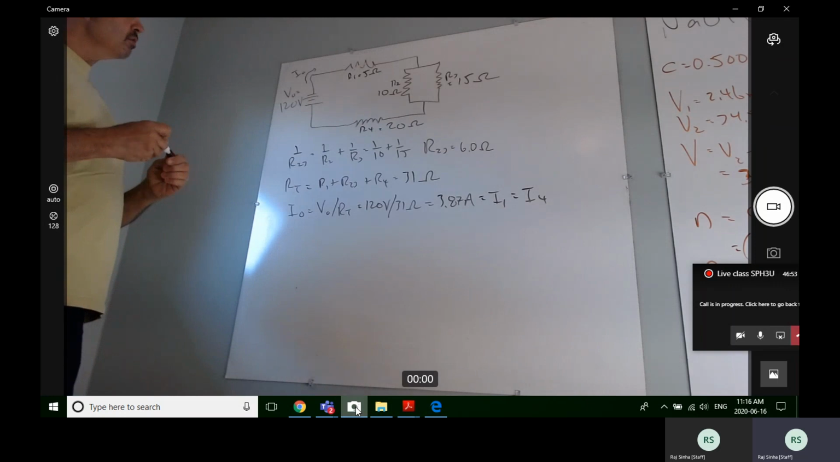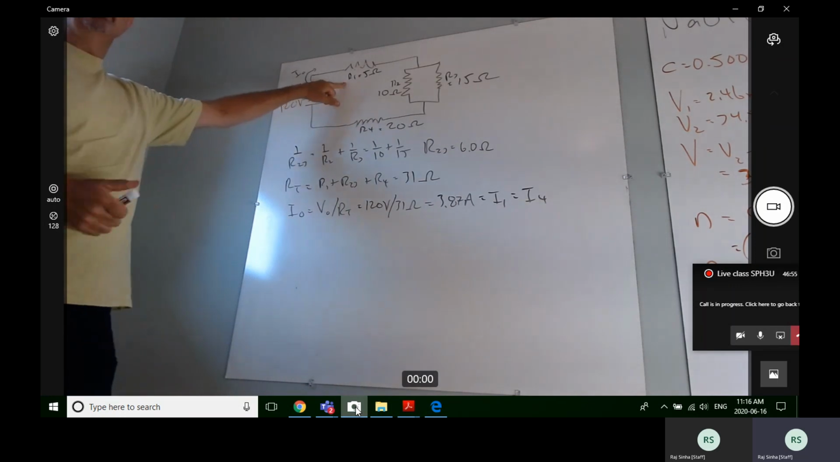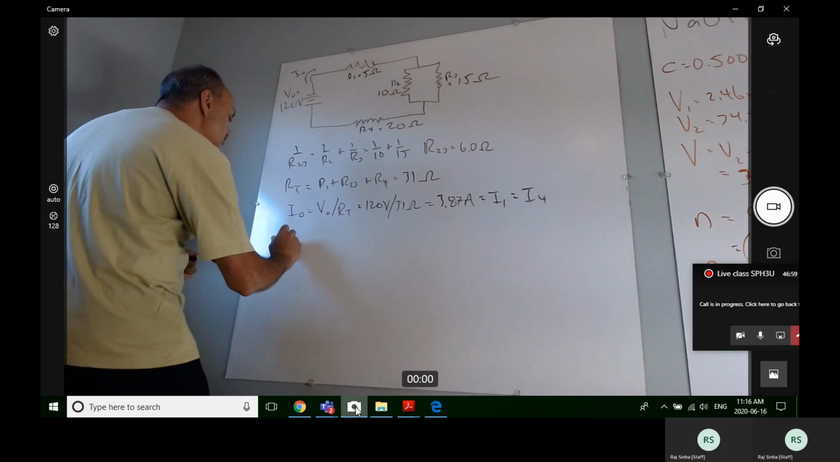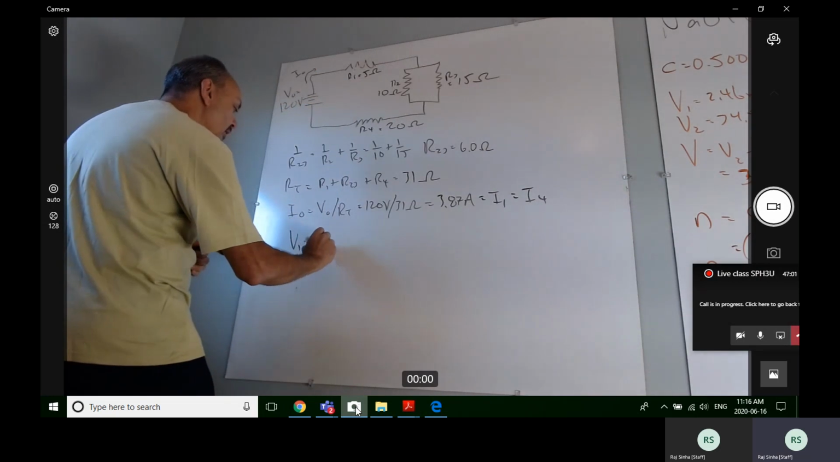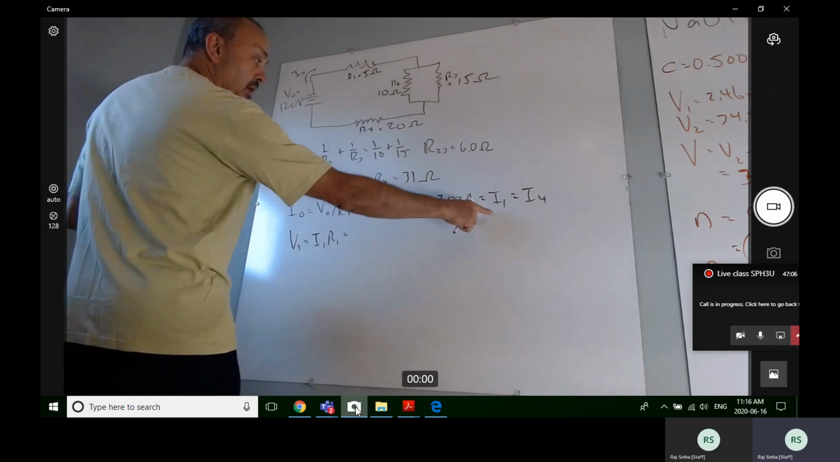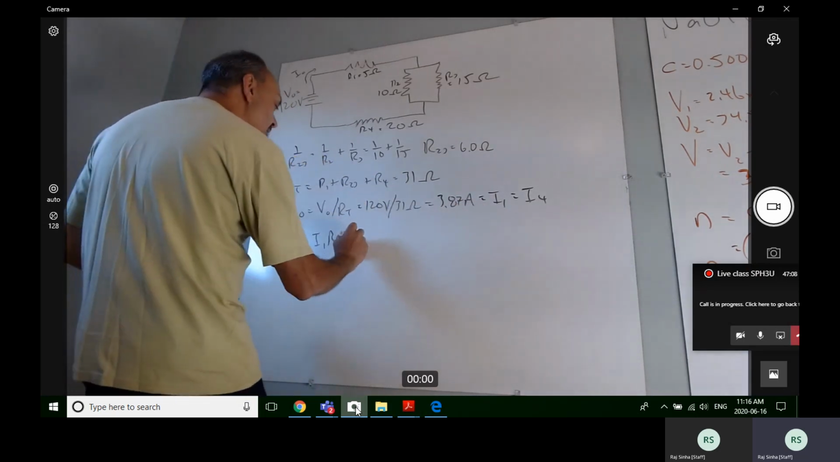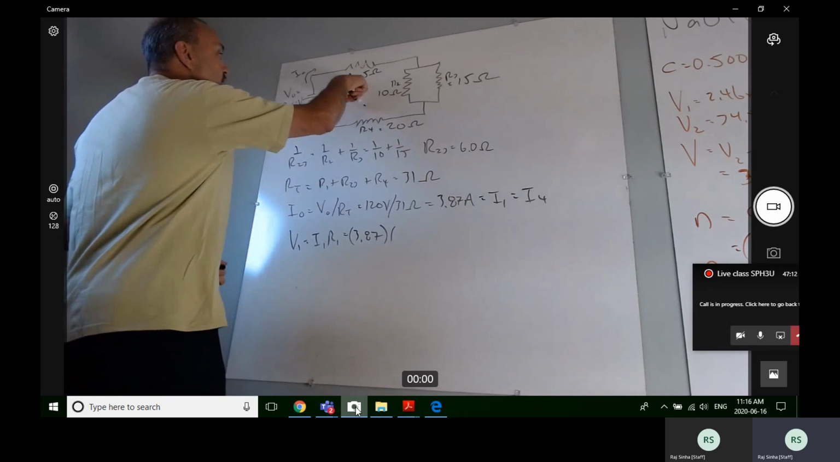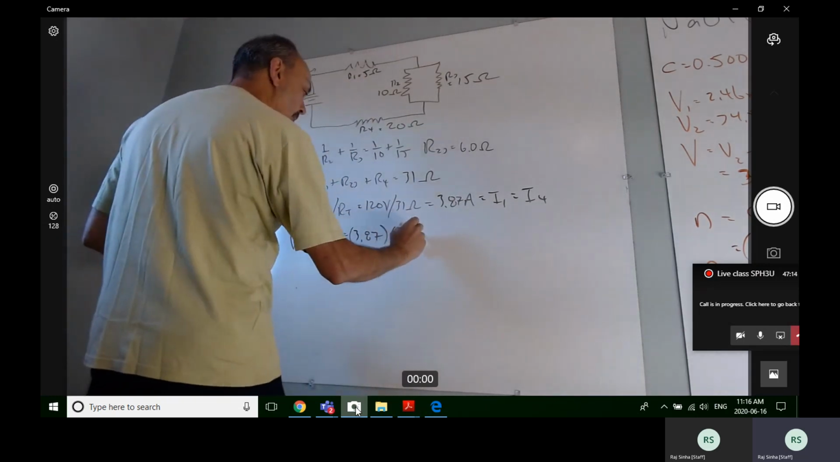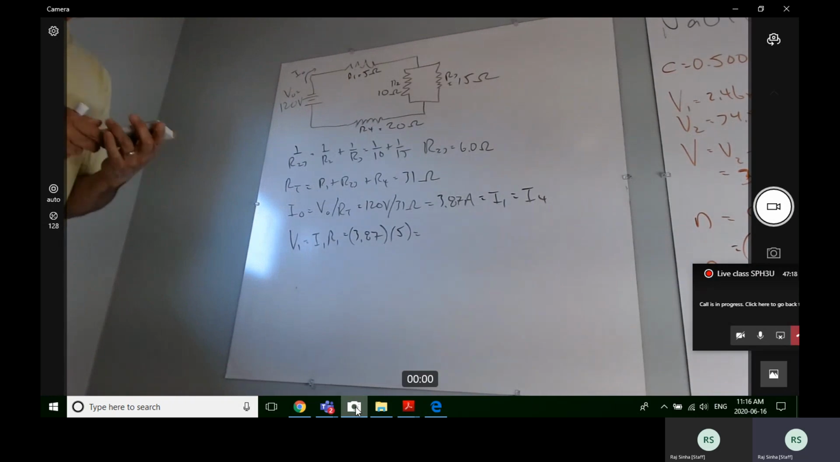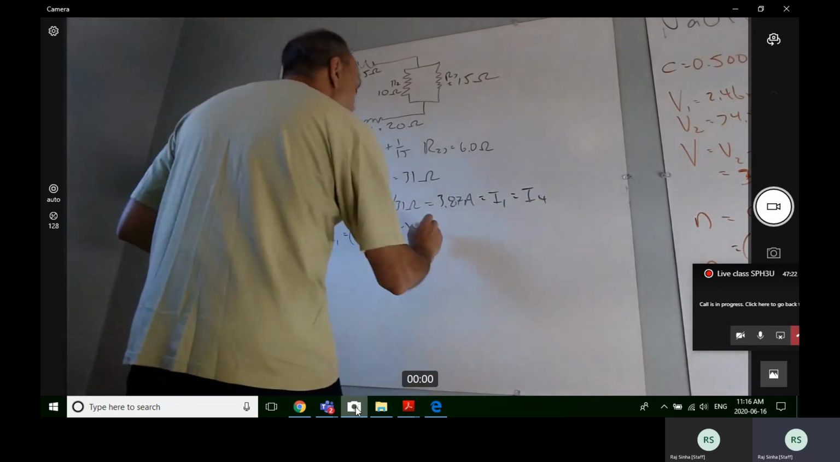Now that I know the current going through this resistor, I can find the voltage of this resistor. So V1 equals I1 R1, which is I1 we know is 3.87 amps times R1, which is 5 ohms, and I'm getting 19.4 volts.